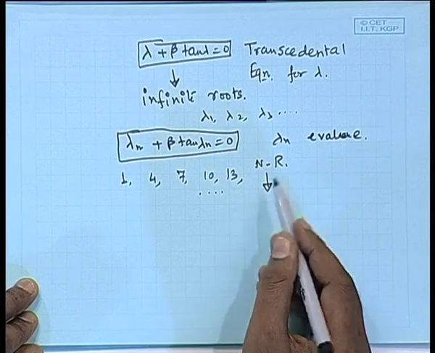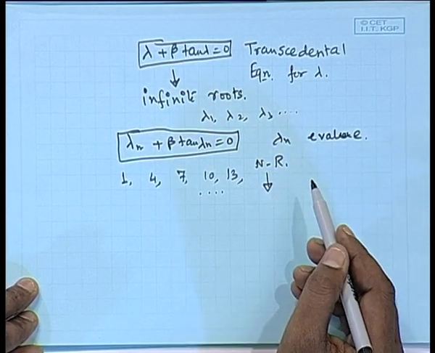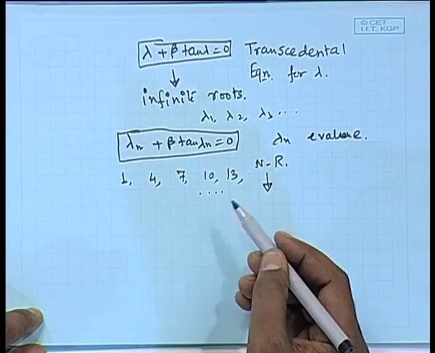Okay. Suppose you are using Newton-Raphson, probably almost all of you have used Newton-Raphson at some point of time. The basic problem with Newton-Raphson is that you will get the root which is the closest to the guess point. Since there are infinite number of roots, you have to search blindly, at what point you will be giving the guess value.